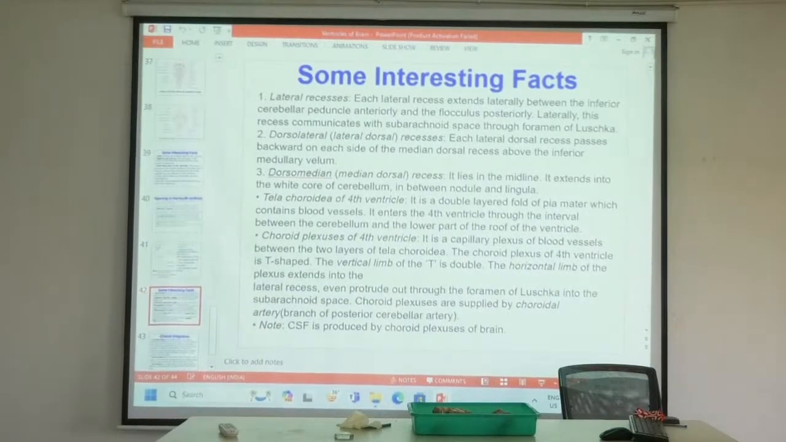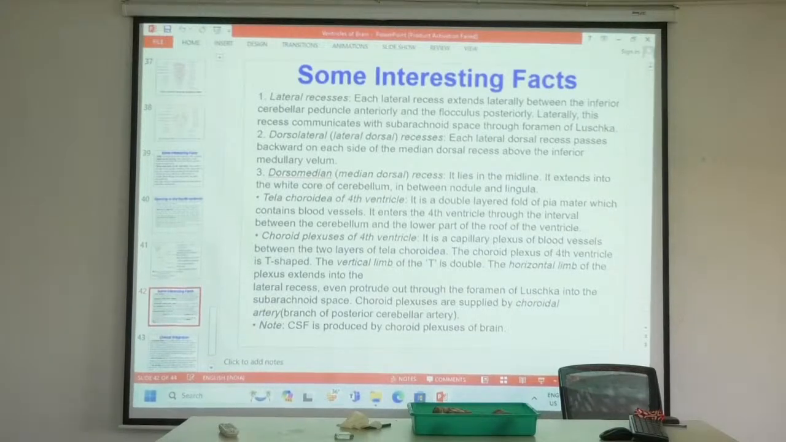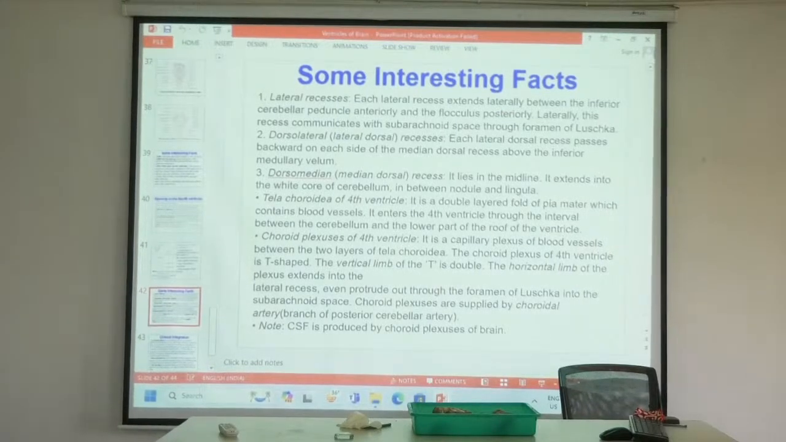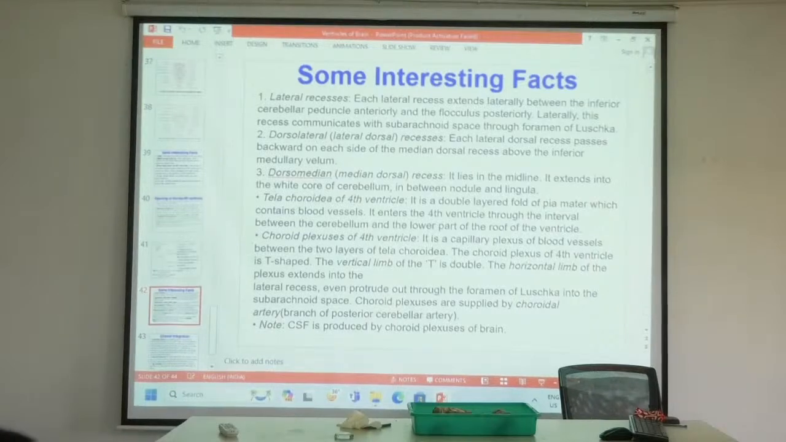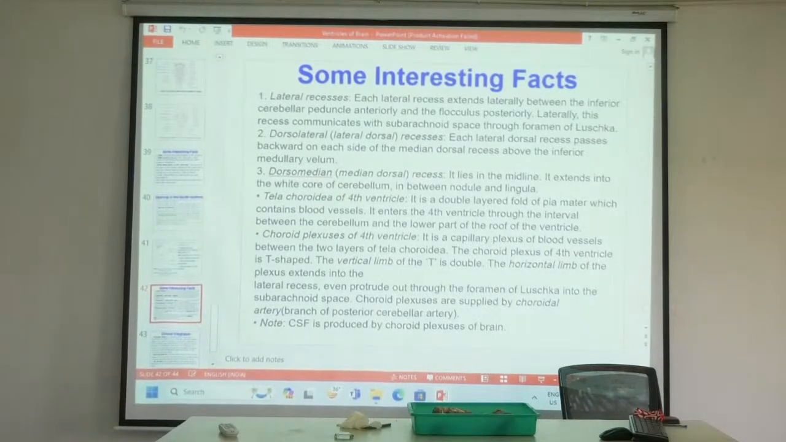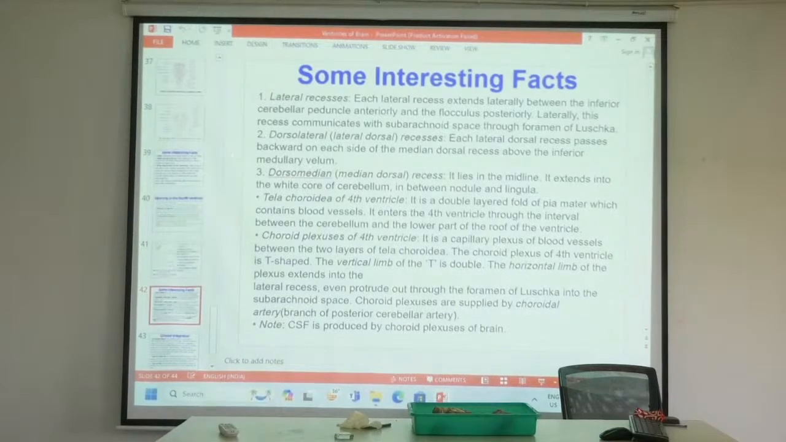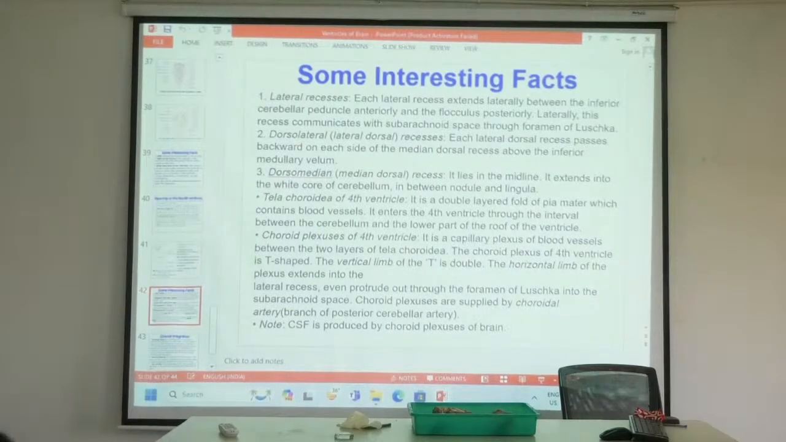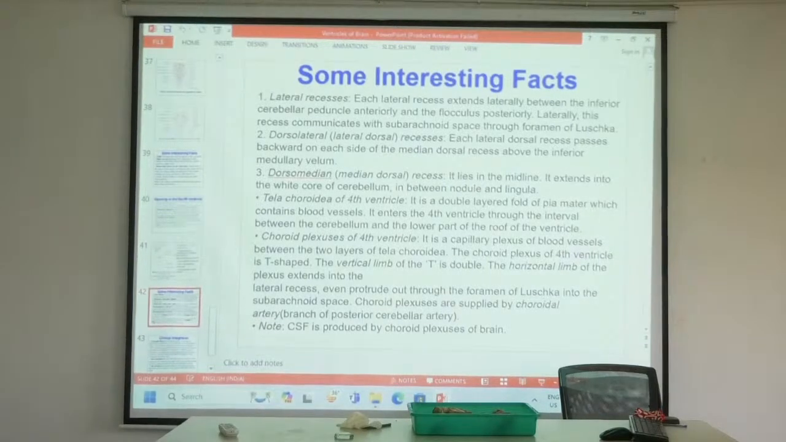Lateral recess: each lateral recess extends laterally between the inferior cerebellar peduncle anteriorly and the flocculus posteriorly. Laterally, this recess communicates with the subarachnoid space through the foramen of Luschka. Dorsolateral or lateral dorsal recess: each passes backward on each side of the median dorsal recess above the inferior medullary velum. This is the location of the dorsolateral recess. Next is the dorsomedian or median dorsal recess. It lies in the midline and extends into the white core of the cerebellum in between the nodule and lingula.